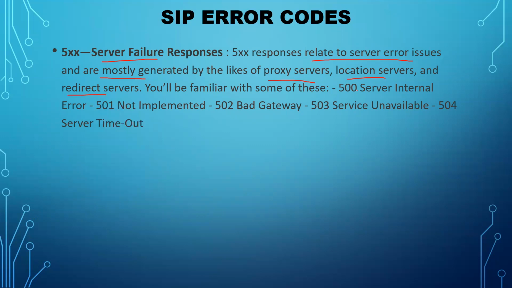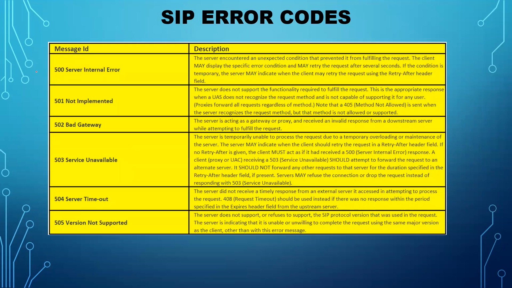In this, we are going to discuss 500 Server Internal Error, 501 Not Implemented, 502 Bad Gateway, 503 Service Unavailable, and 504 Server Timeout. The name already indicates everything here, right? Like this 500 Server Internal Error. That means the server encountered an unexpected condition that prevented it from fulfilling the request, right? And the client may display the specific error condition and may retry the request after several seconds. This is server internal error.